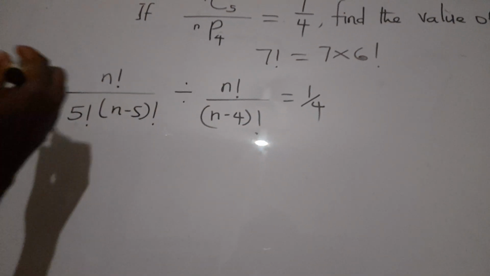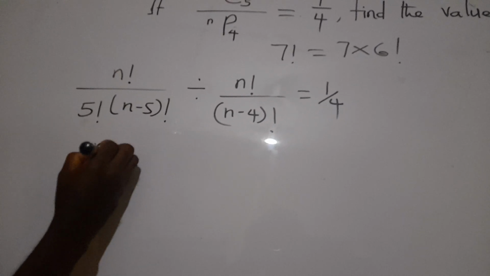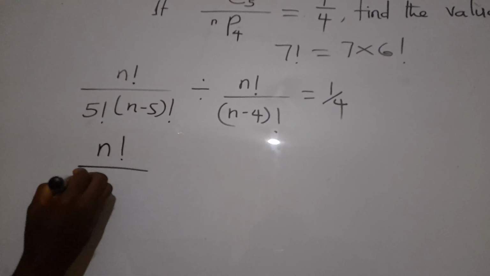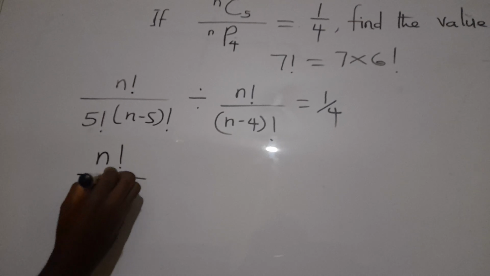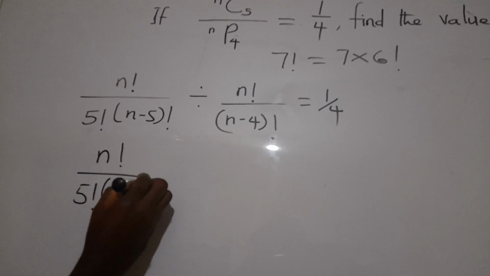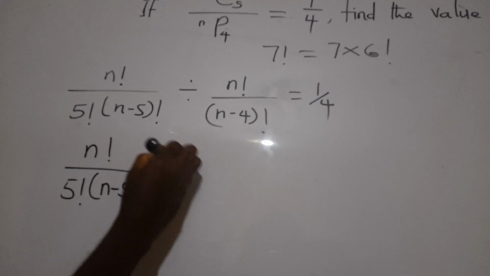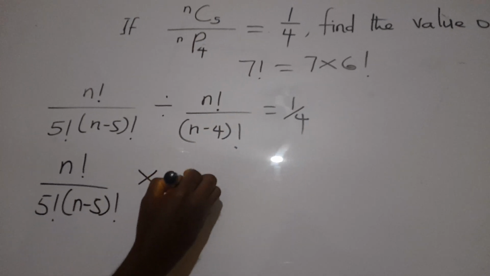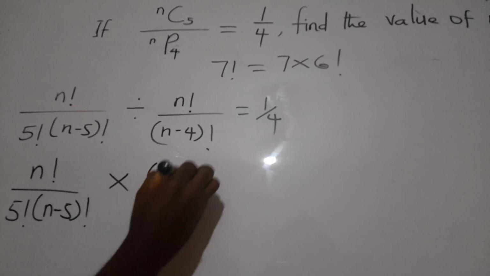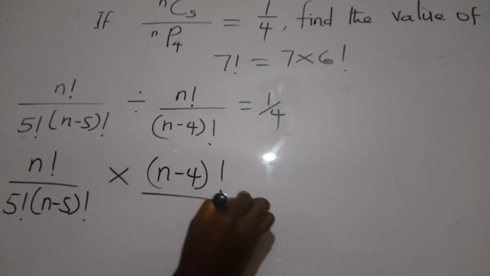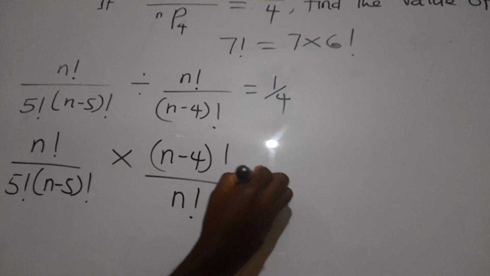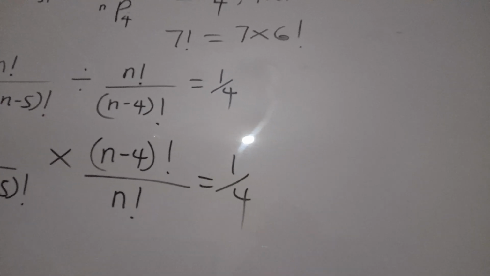So our problem can be rewritten as n factorial over 5 factorial times (n minus 5) factorial, times, I'll reciprocate this, so I'll have (n minus 4) factorial over n factorial, and that will be equal to 1/4.